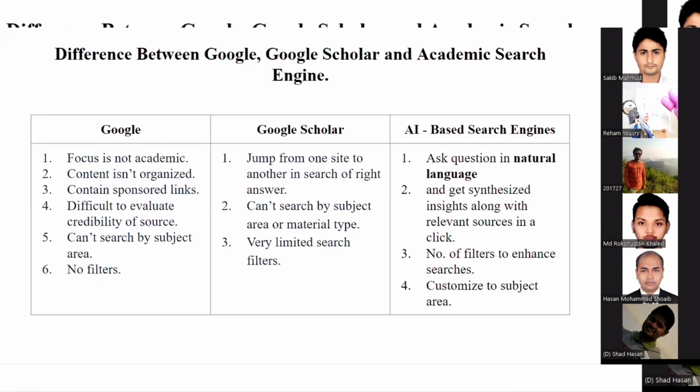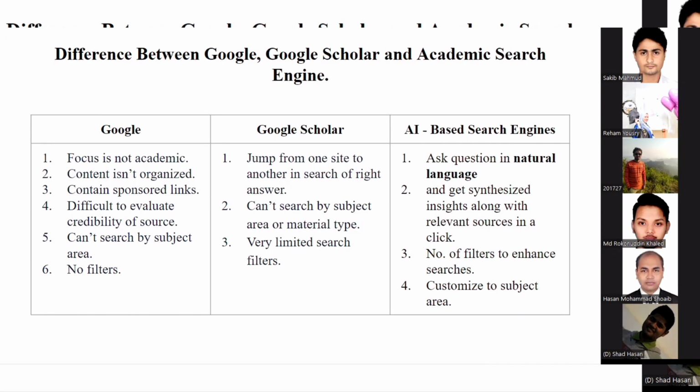So I have compared three different research-based tools: Google, Google Scholar, and AI-based search engines. Google is not focused on academic research. For example, if you write anything, it will not give you an answer related to your academic scenario. The content is not organized. Sometimes you get a sponsored link mentioned at the top of the page, and it is difficult to evaluate whether this source is credible or good or not. Or you can't search by a subject.